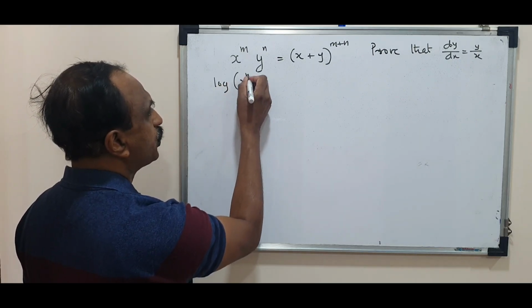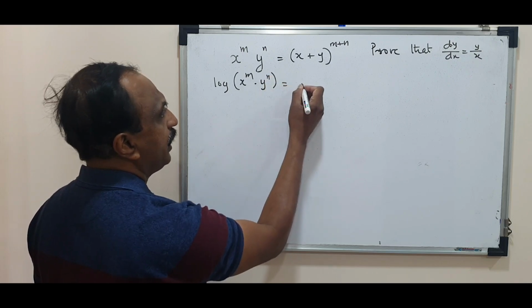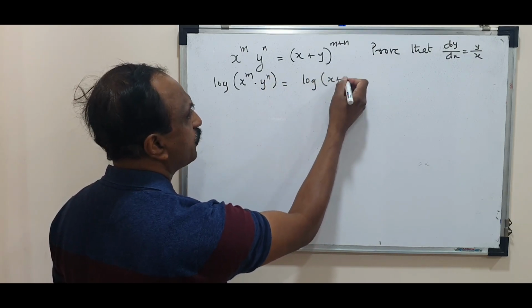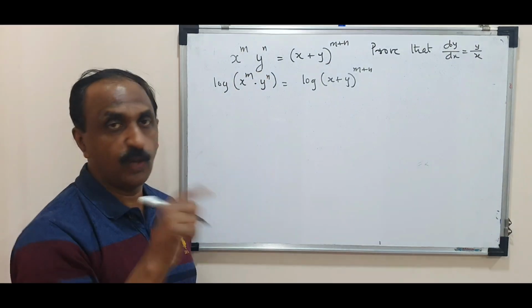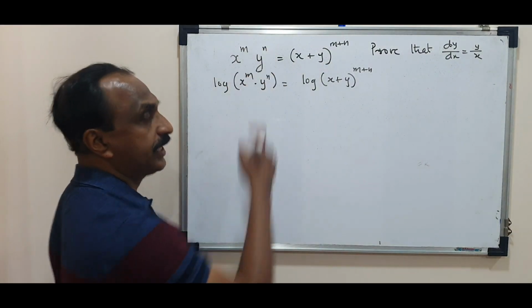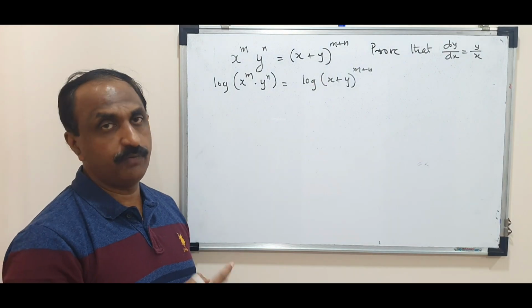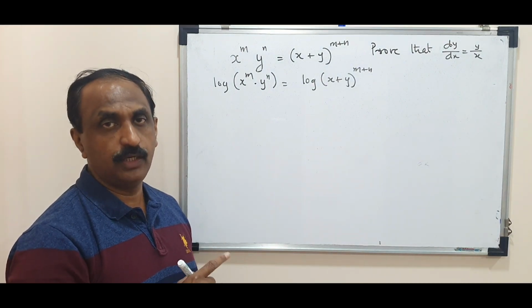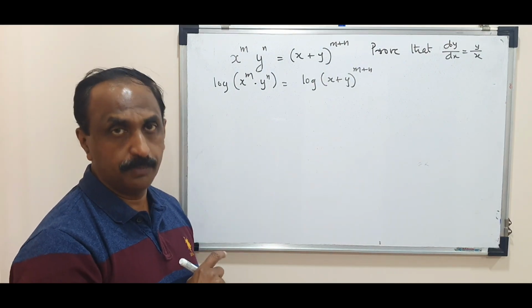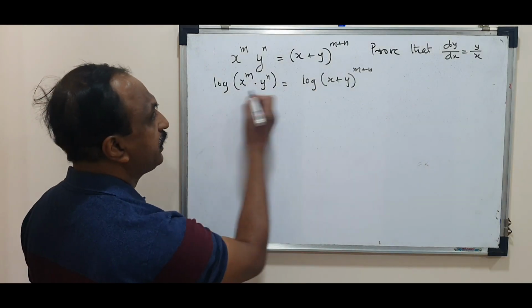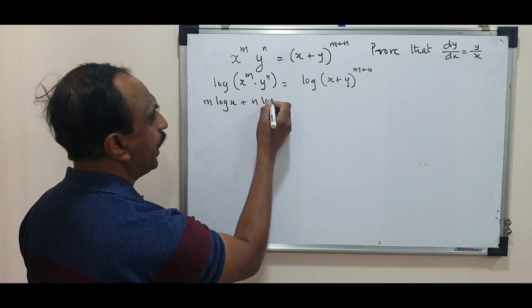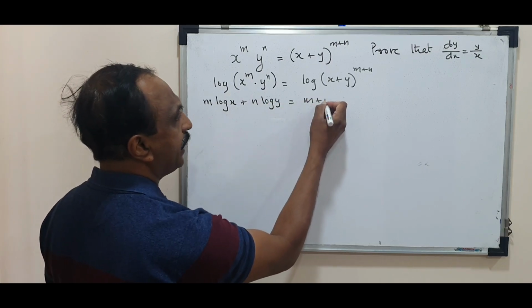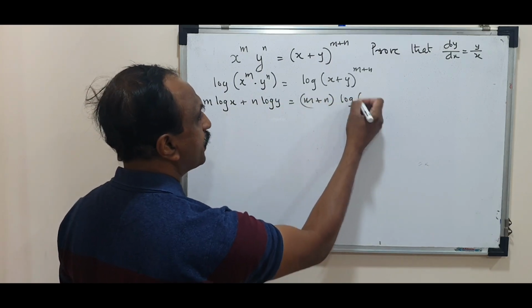Log of x raised to m into y raised to n is log of (x plus y) raised to m plus n. Although when base and power are functions of x you have to take log, here being constant it is not necessary to take log. Even without log you can get the answer, but taking log makes your derivative much easier. So I'll spread the log: m log x plus n log y is (m plus n) into log of (x plus y).